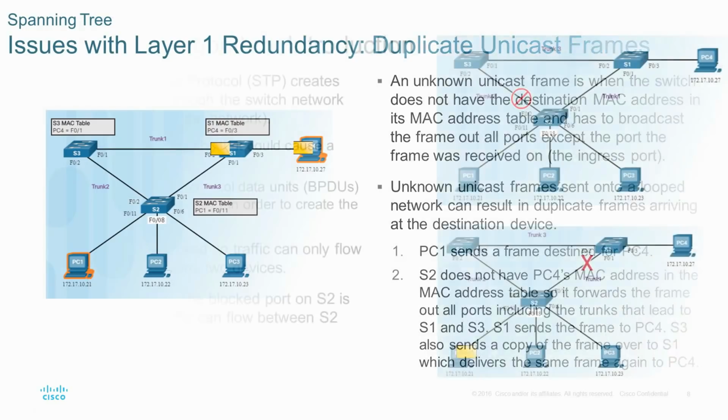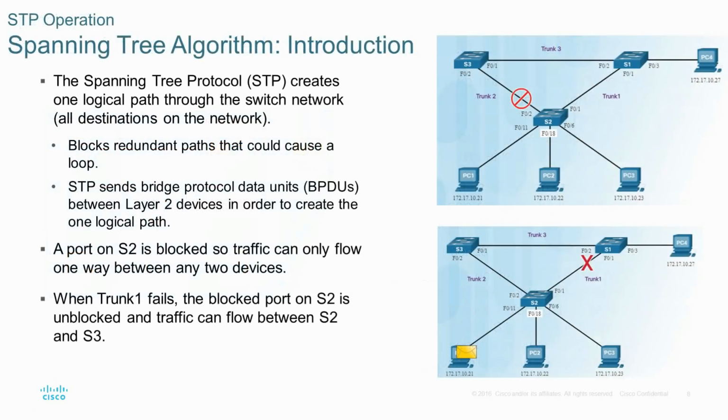So this is another issue. How can we eliminate this issue? If you have a redundant network, the solution is the spanning tree algorithm. The spanning tree algorithm creates one logical path through the switch network to all the destinations on the network, and blocks the redundant path that causes a loop. Suppose this is your redundant network. What it will do is block this link, and it will send your data or Ethernet frames on the network.